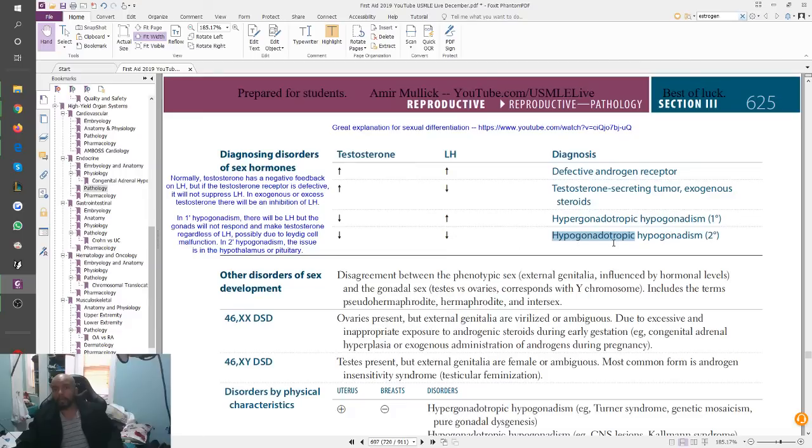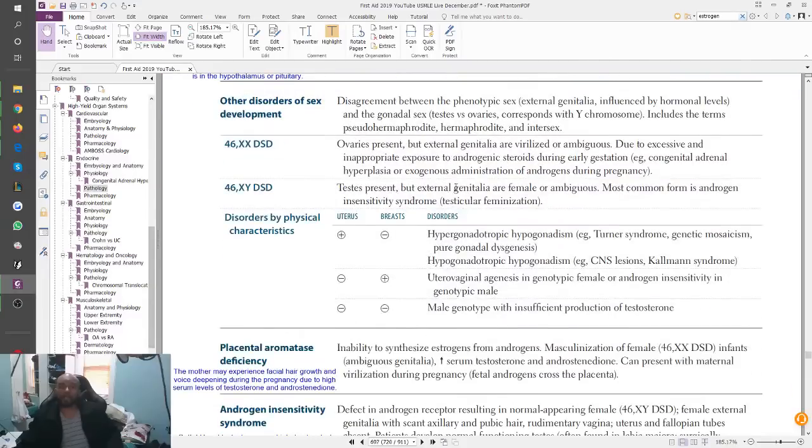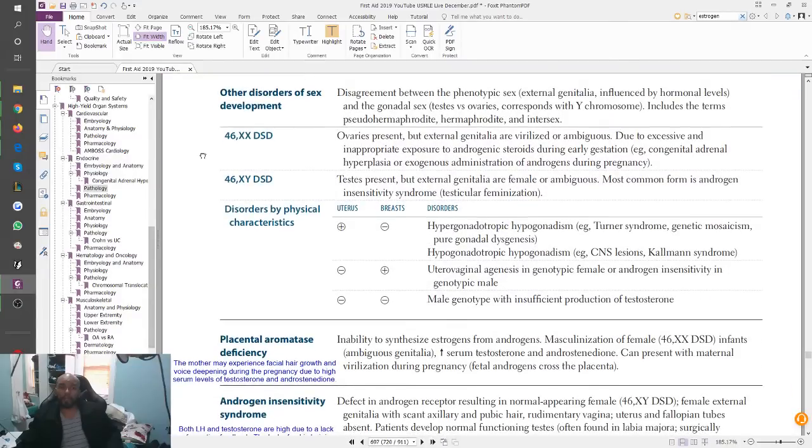So this is hypogonadotropic versus hypergonadotropic. It's all about the LH here. So these two cases are about the LH, whereas these two cases are more about the testosterone. Make sure you understand that. It's not that complicated, but you might have to look at it a couple more times and maybe find some questions or something to get it down better.